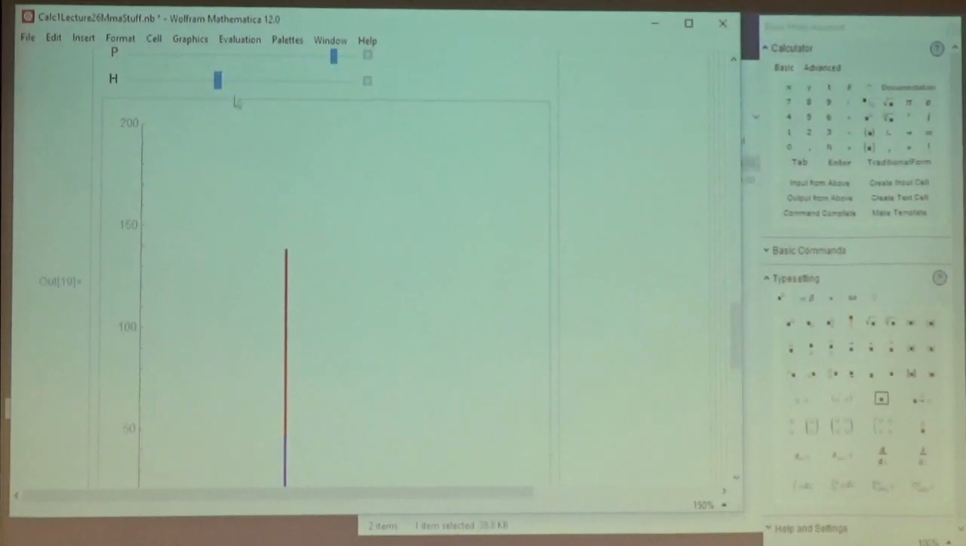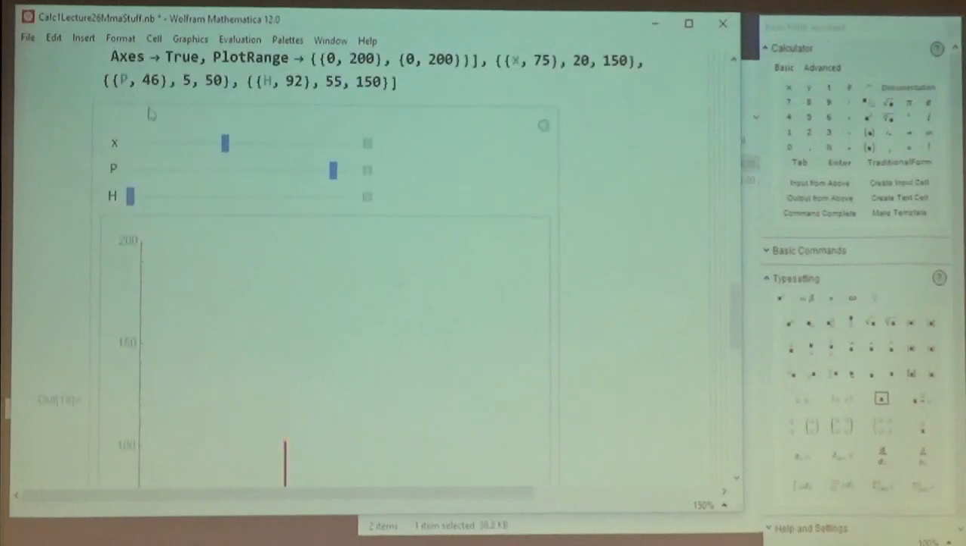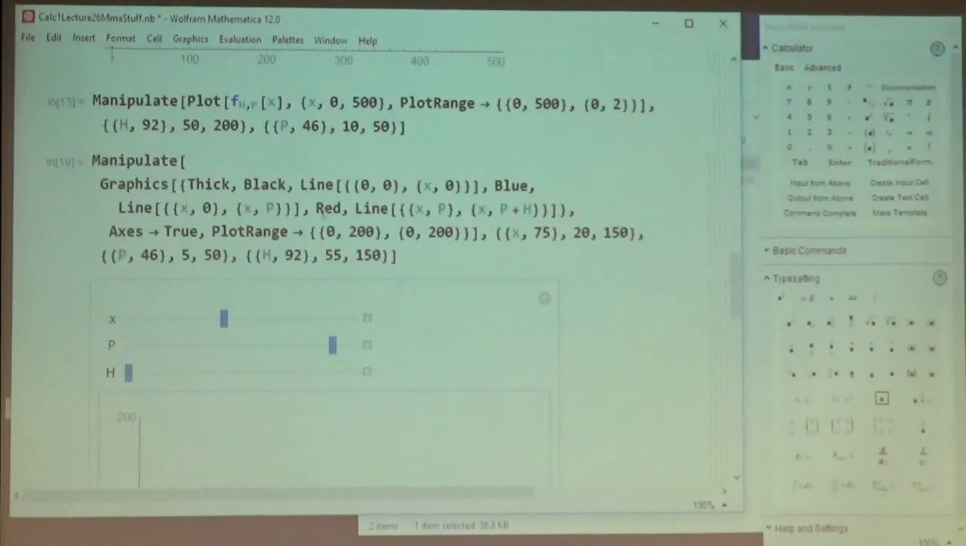Now I've got the statue in there as well that I can change the height of. And now I can also draw lines for the viewing angle, say from the origin to the bottom of the statue. Maybe let's make that blue.